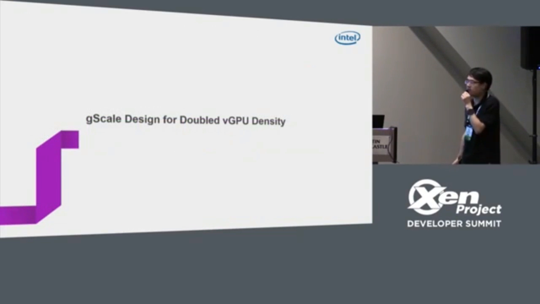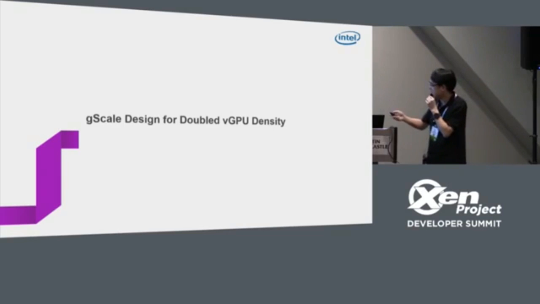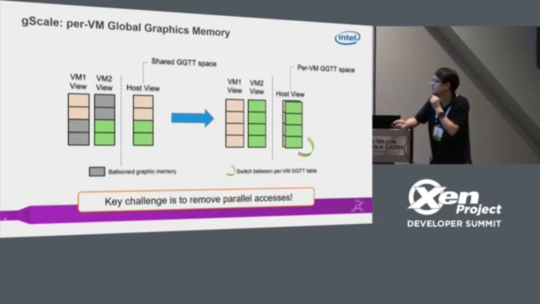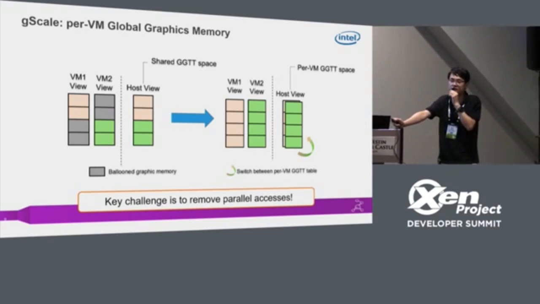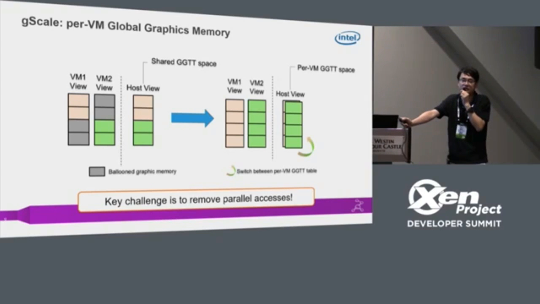So here comes our gScale design for how to double the GPU densities and increase the number of GPUs. Since the problem comes from the static partition of the global page tables, it is very simple: we will remove these static partitions. Instead, we will allow every VM to have its own global page tables.